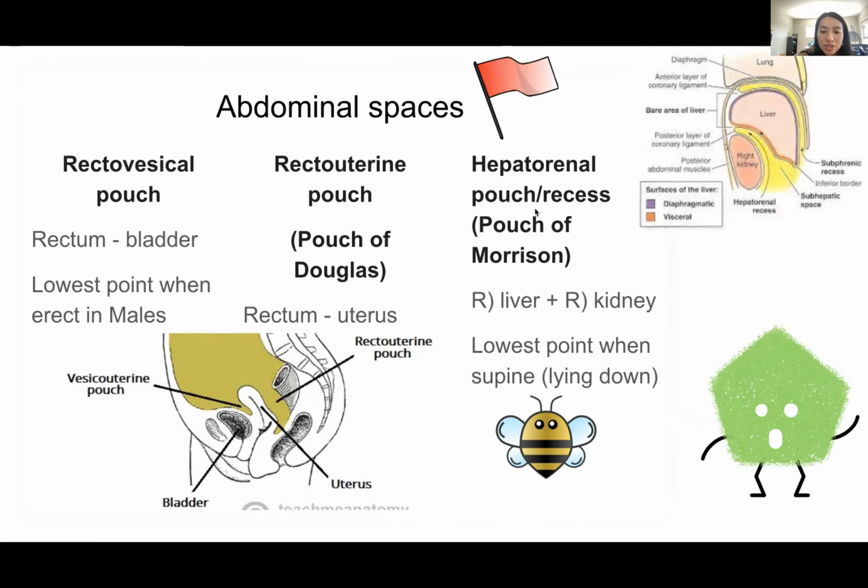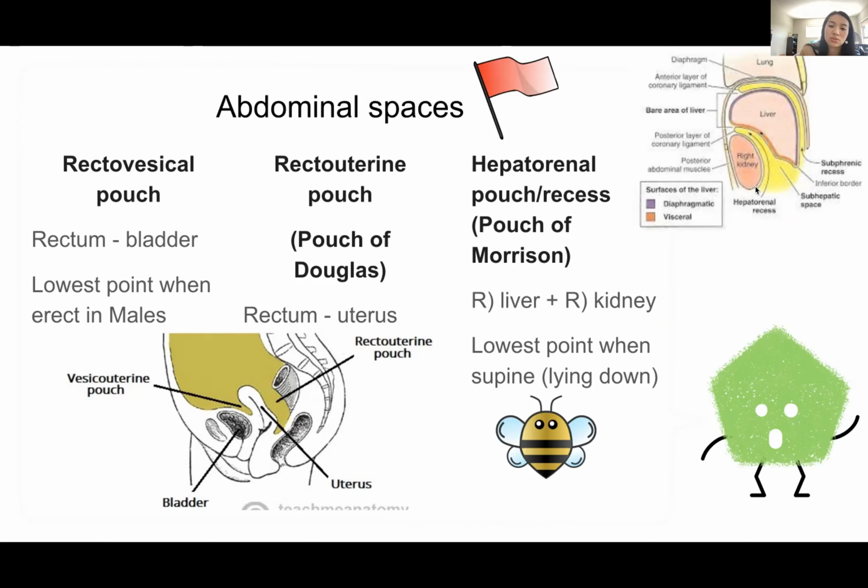Hepatorenal pouch, or pouch of Morrison, on the other hand, is not on the bottom, it's on the top. Okay, so here it is in the middle between the liver and the right kidney. So think this is anterior, this is posterior, okay? And it is just in the space between the liver and the kidney. And that is where the liquid will pool when the person is lying down, okay?